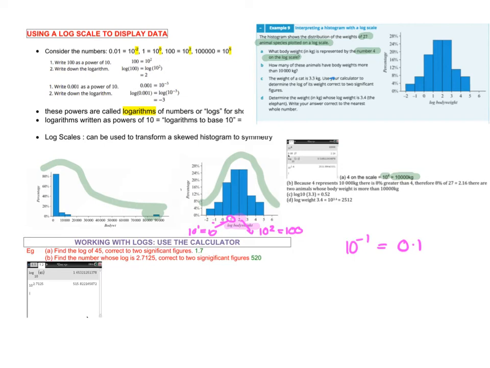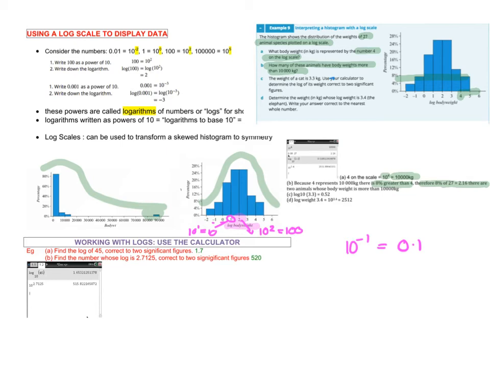So you don't ever get asked too much, but you need to know what it would be in between. All right, how many of these animals have a body weight more than 10,000? So you needed to realise a 4 means 10,000. So how much more? If you look at that, it's roughly 8%. So 8% of the 27 animals equals 2.16, so there are about 2 animals whose body weight is more than 10,000.